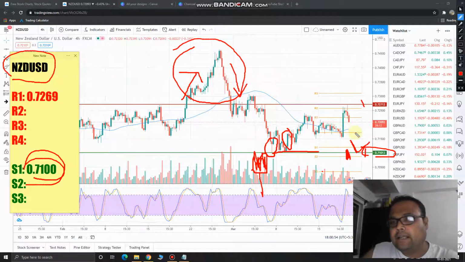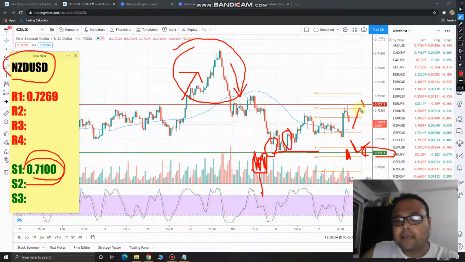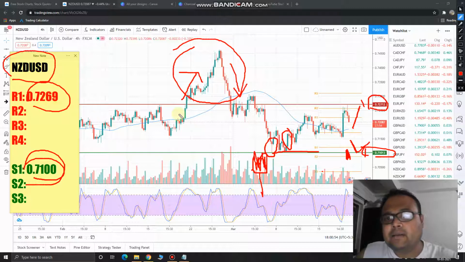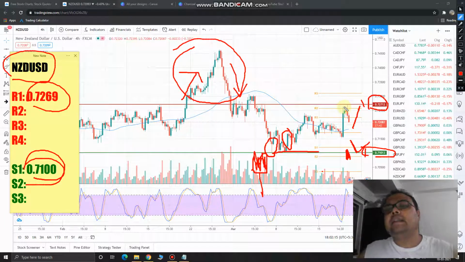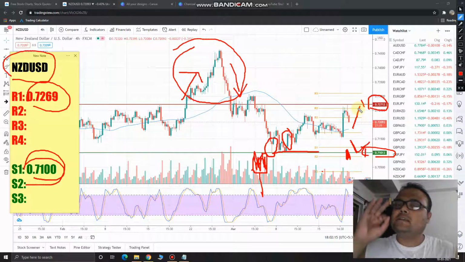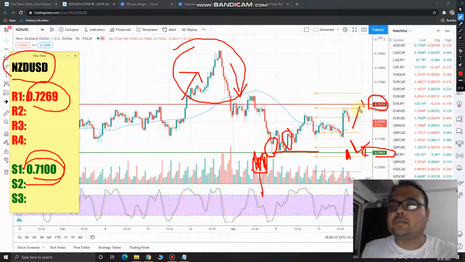On the other hand, in case market goes up again, then just observe how the price reacts once it hits the resistance 0.7271, or this level 0.7269. Same level. This level is very important for the market, because market has reversed from this level again, and there is a chance that market will be facing some resistance again if market goes up.